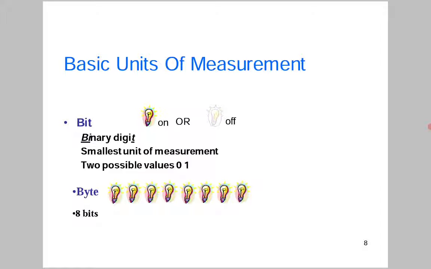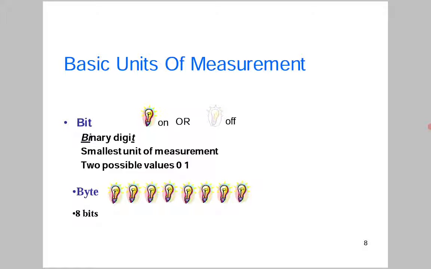Generally, computer memory is measured in bits. Bit means binary digit, either 0 or 1. Bit is a unit used to measure computer memory. 0 means power off and 1 means power on. On means power passed on, off means power passed off. A bit is the smallest unit of measurement of computer memory. The two possible values are zeros and ones.